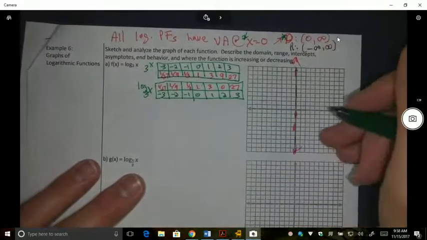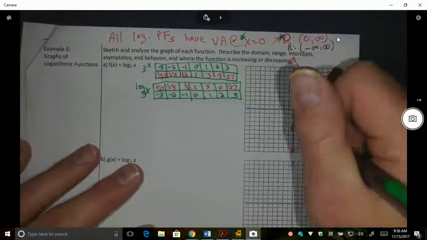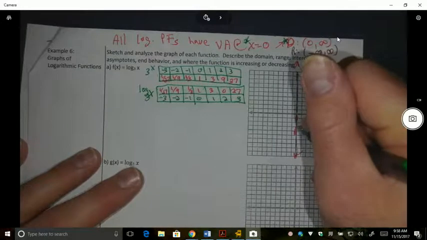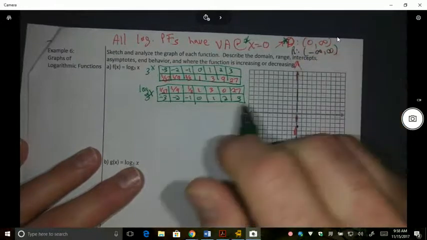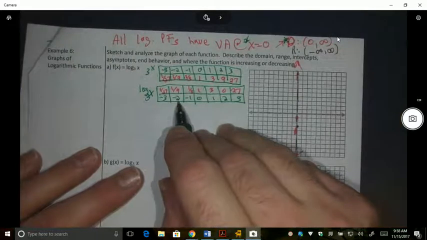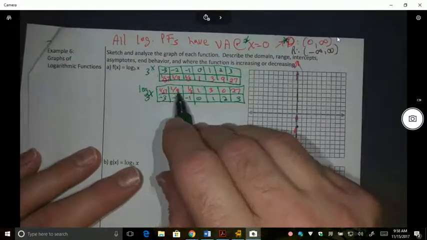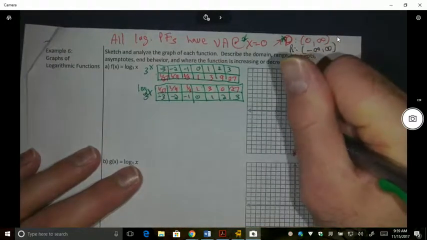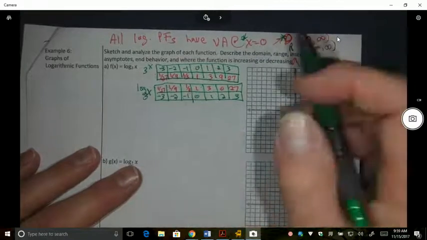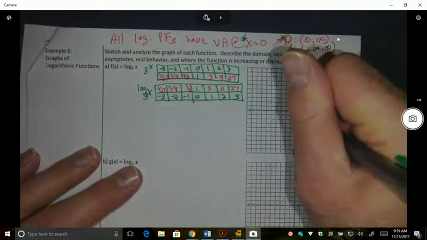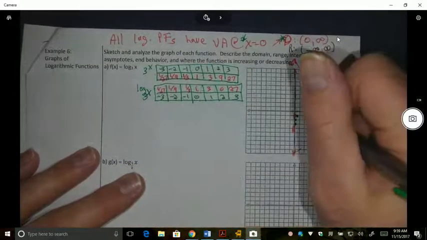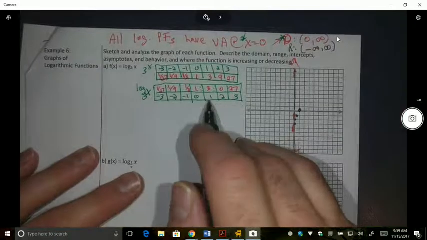1/27th, which on the scale is basically almost on the y-axis. At that point, I go down to negative 3. 1/9, again, on our scale, unless I rescale this, is almost on the y-axis, negative 2. 1/3, I'm going to put it a little closer to 1/2, but it's not quite there. Negative 1. At 1, for the x, I don't go up or down, I just plot a point at 0. At 3, I plot a point of 1.